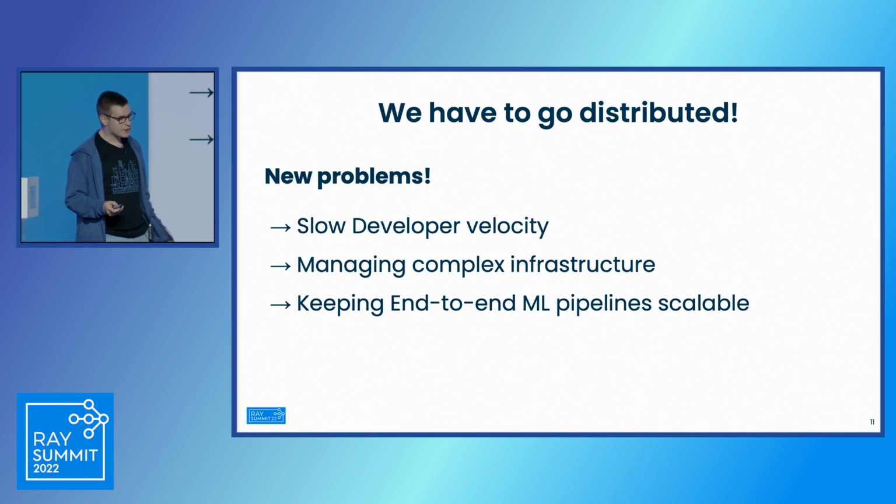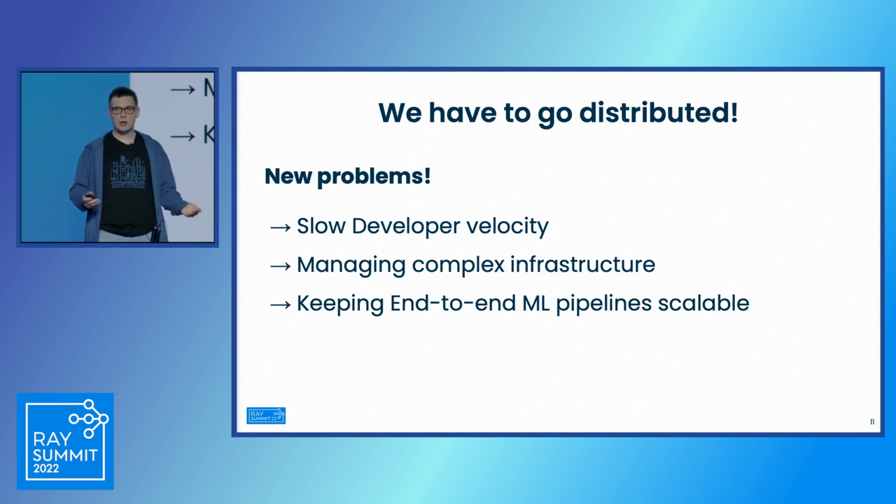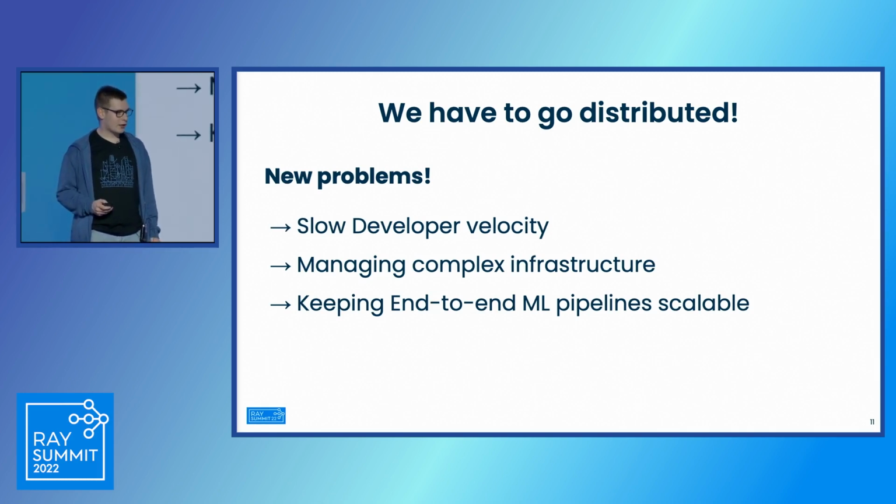OK, so we go distributed. But now we can see new problems. First of all, developer velocity drops dramatically. We have to make sure that we know how to set up our model on multiple nodes, that we can deal with fault tolerance, and that we are taking care of all the infrastructure problems. So for example, AWS, this is all knowledge that wasn't necessary before. Those are all skills that weren't necessary before when we were developing on a single node. But now they are bringing our developer velocity down. We have to start to learn how to manage complex infrastructure.